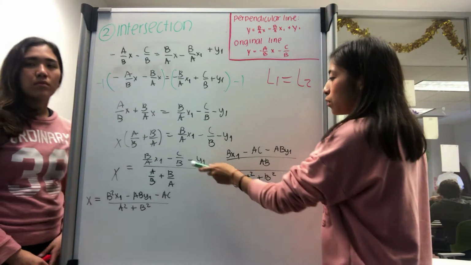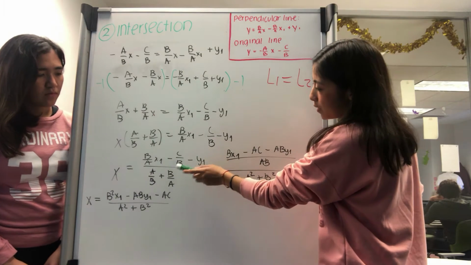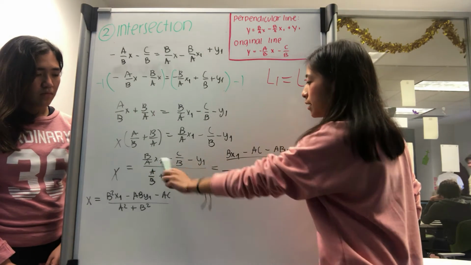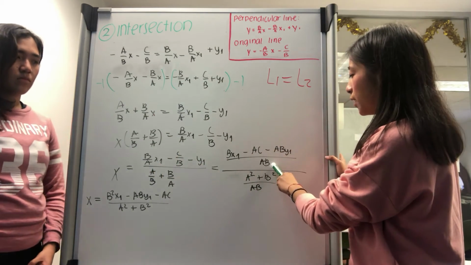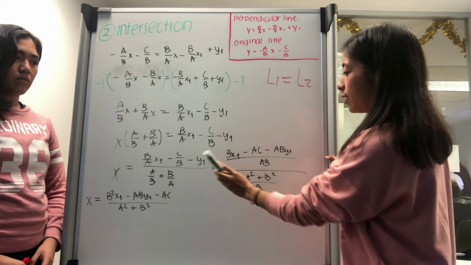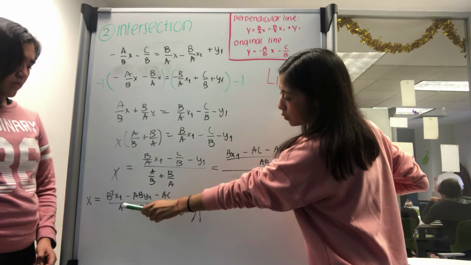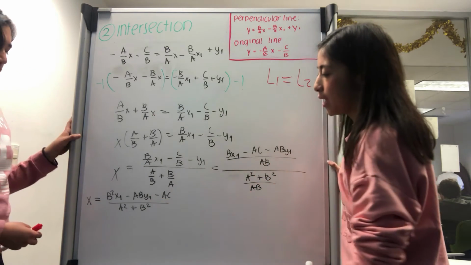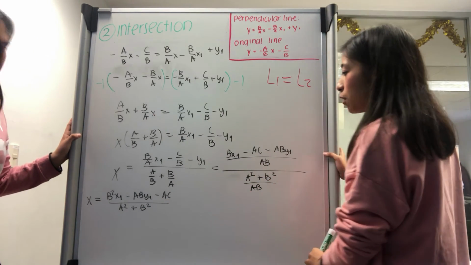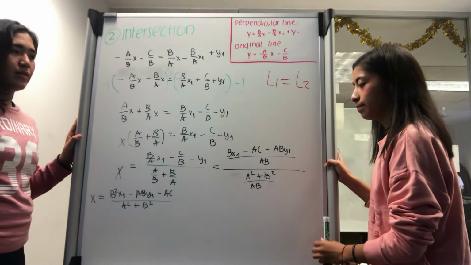And then we need to solve each side. So on the top side, our common factor is ab. So we just solve it, and on the downside the same. And we get that x equals b squared x1 minus ab y1 minus ac over a squared plus b squared.